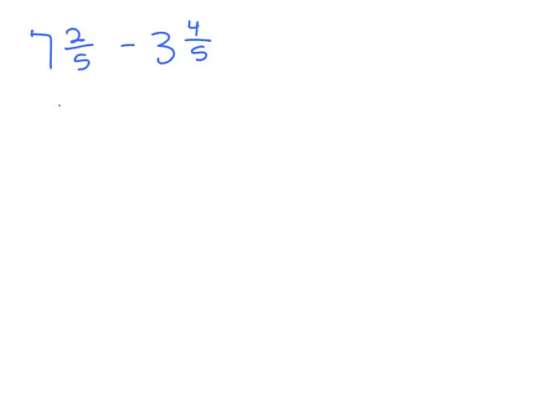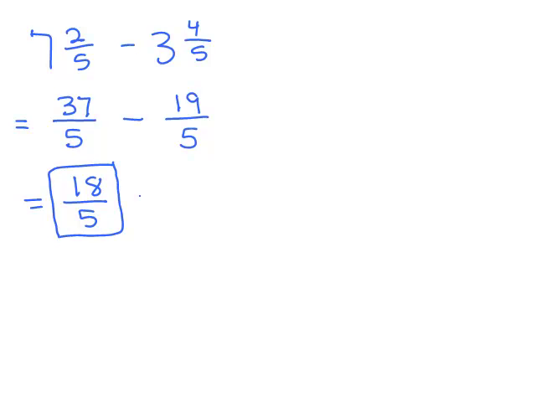So how about we do this by changing both to improper fractions? They have a common denominator, which is nice, so they're both going to have a denominator of 5. So I have 5 times 7, which is 35, plus 2, that's 37 fifths. And for the next one, I've got 5 times 3 is 15, plus 4, that's 19 fifths. And now I have a common denominator, so the denominator is 5, and I do 37 minus 19, which is 18 fifths. Now that's the answer, or we could write it as a mixed number, 3 and 3/5.